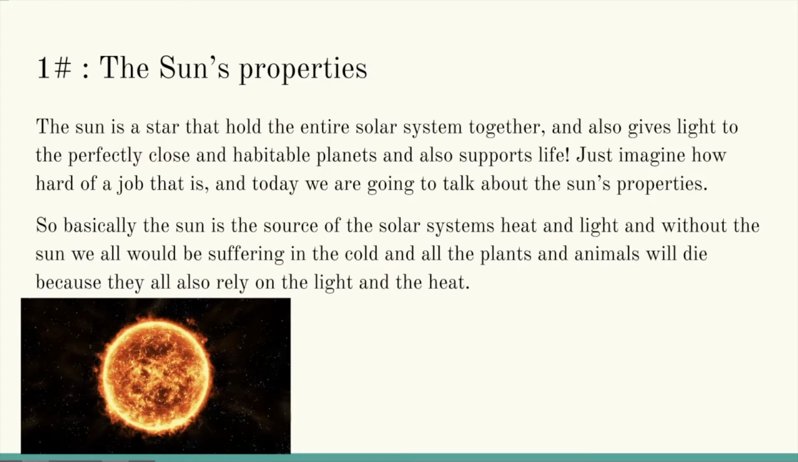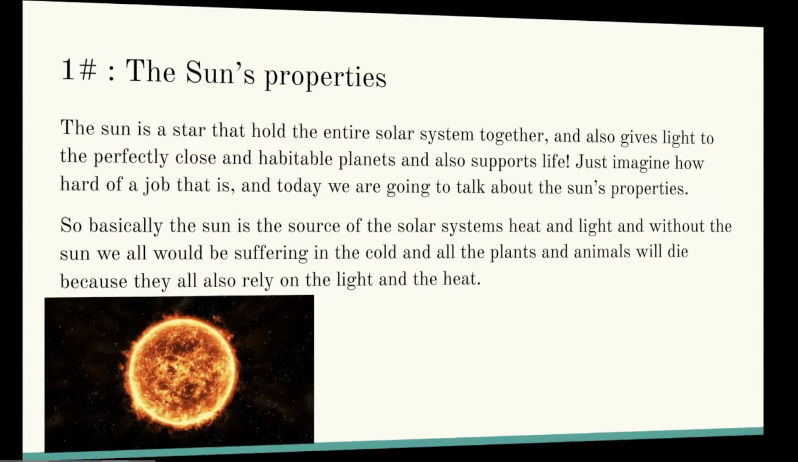So basically, the sun is the source of the solar system's heat and light, and without it we'd be suffering in the cold, and all the plants and animals would die because obviously they also rely on the heat of the sun. Because usually, if you're planting something outside, don't you always put it in a sunny area so it gets the energy? Because the sun gives off a lot of energy.